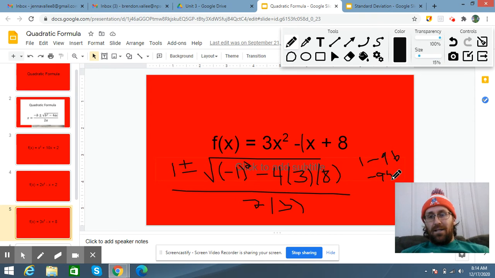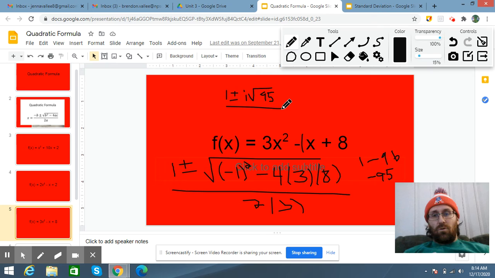inside. And you learned from what we did with complex numbers that you can't have a negative inside. Okay, that's going to be an imaginary number. So I'll write this up here, sorry. So 1 plus or minus i times the square root of 95 over 6. And that's good enough for now.